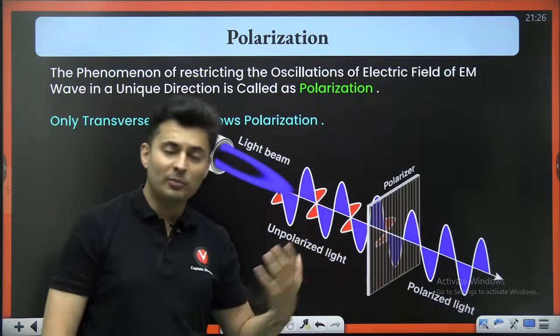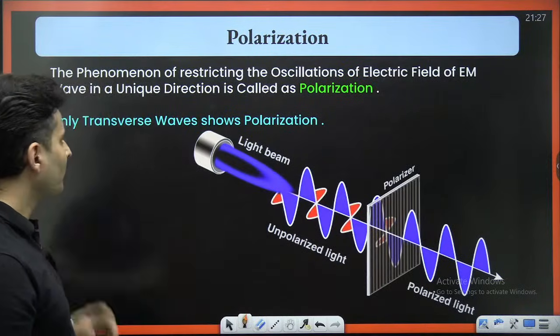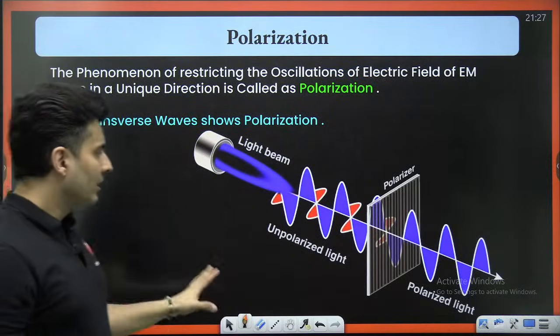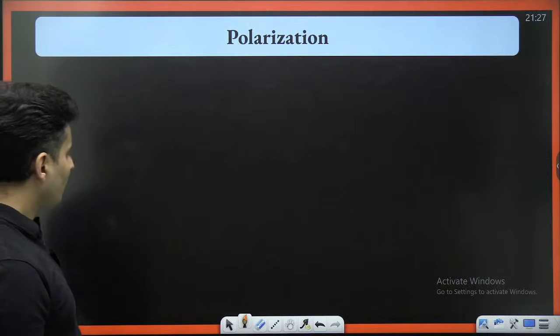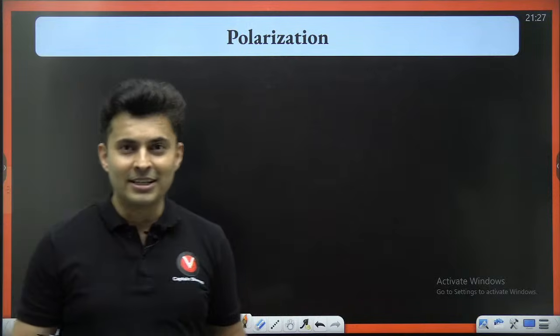So this is the effect of polarization, and it can only happen with transverse waves. Is that right? Everybody with me on this? Now, usually the light that you get from the sun is unpolarized in nature.